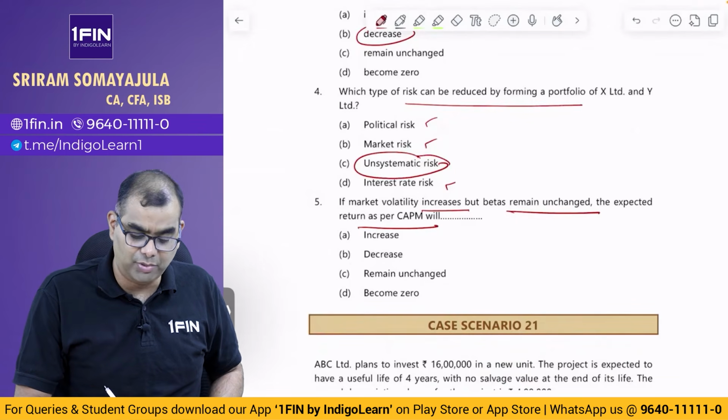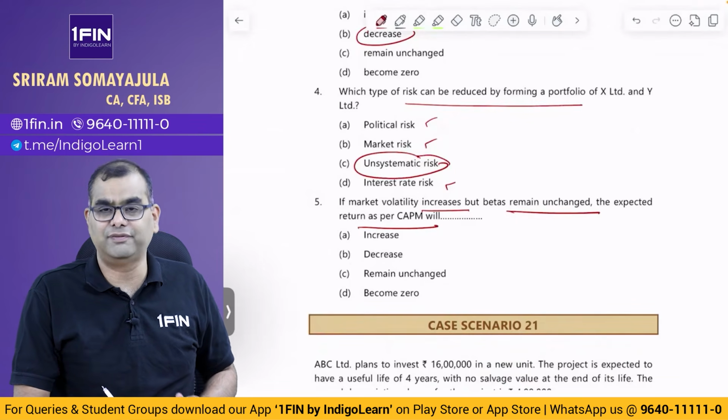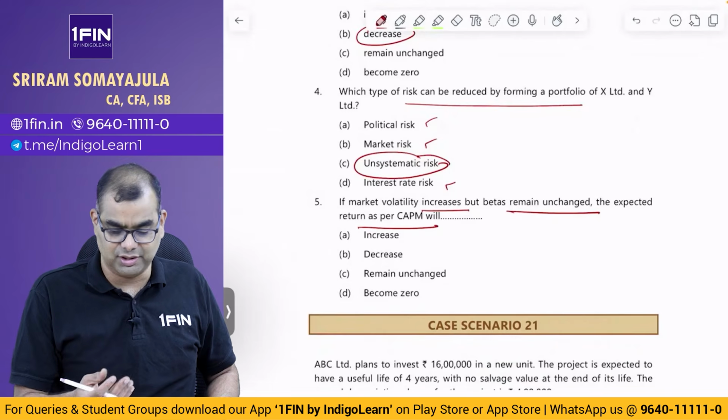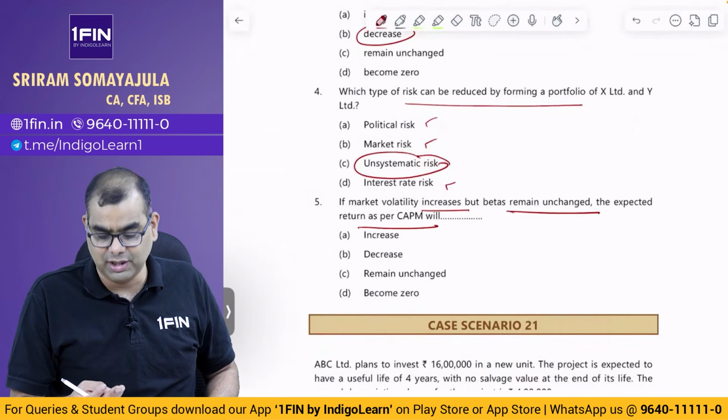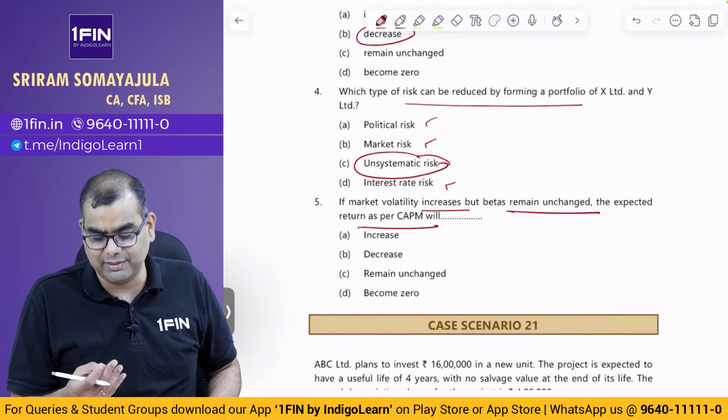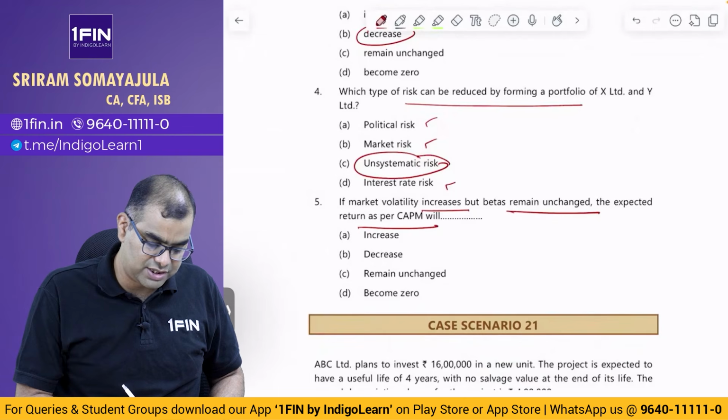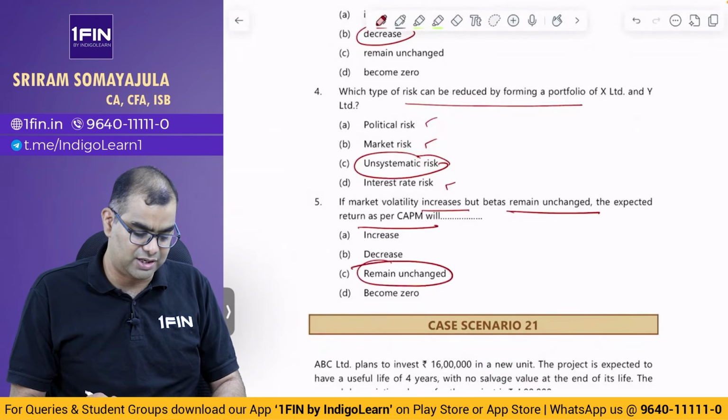See, there is a component of standard deviation, but then if beta is remaining unchanged, then in your entire CAPM equation, beta is same, RM is same, RF is same. Why will there be a change in return? There will not be any change. So it will remain unchanged.